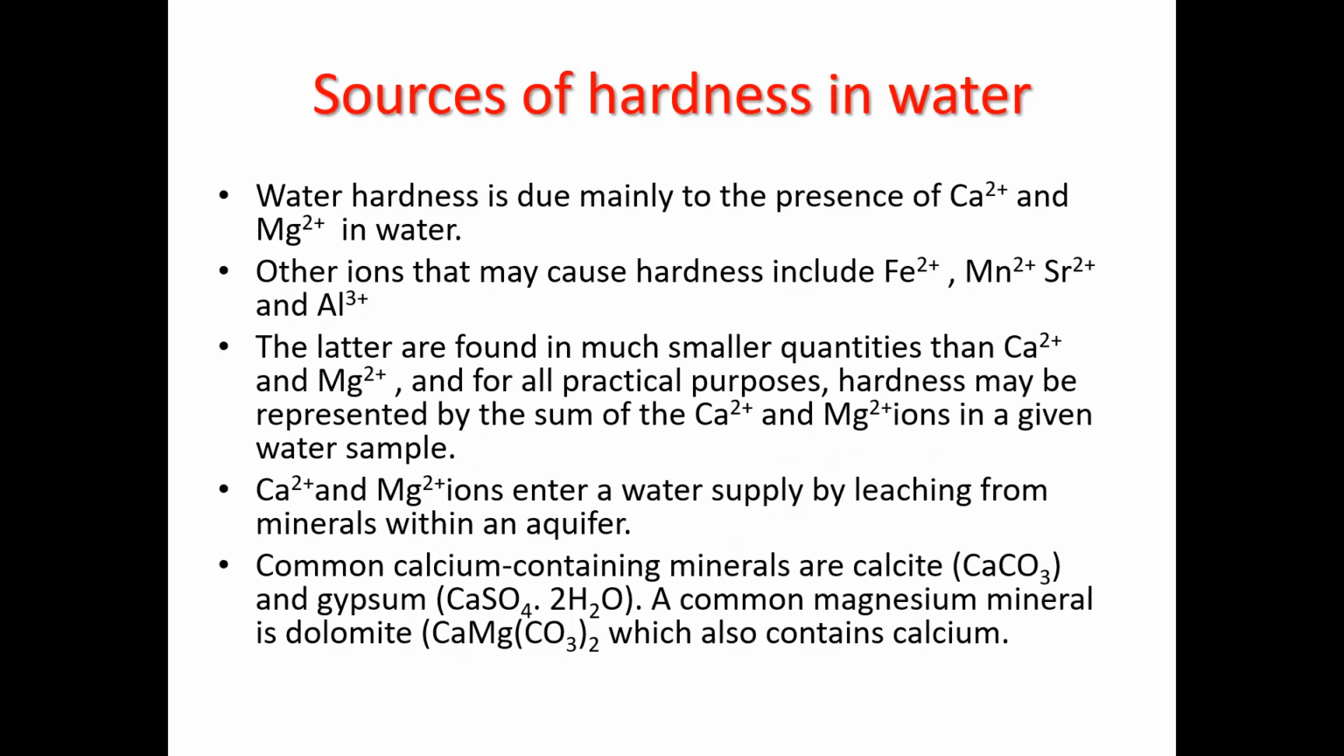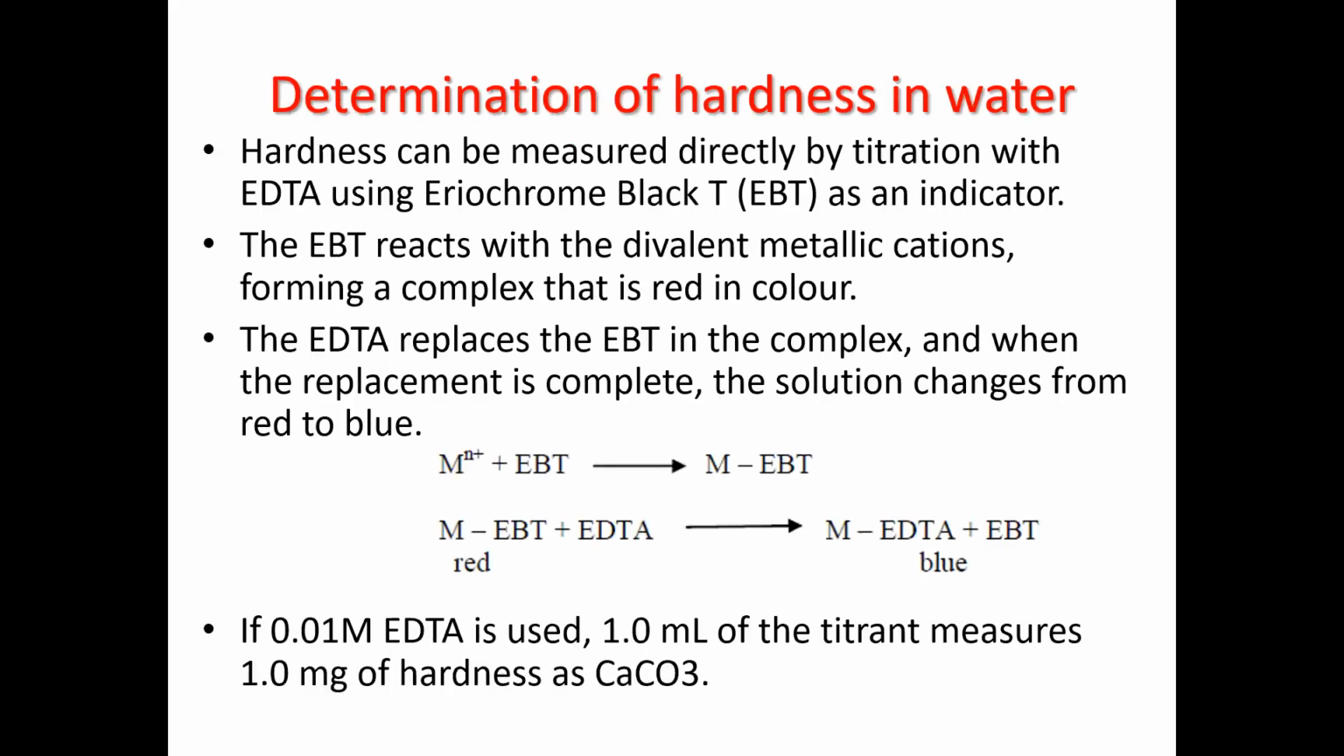So water hardness, we have said, is mainly due to the presence of calcium and magnesium, but we have other ions that can cause hardness, like iron 2, iron 3, strontium, and aluminum, which are in relatively low quantity. Calcium and magnesium ions enter the water supply by leaching from minerals within an aquifer. The common calcium-containing minerals are calcite, calcium carbonate, gypsum, and dolomite, which is calcium and magnesium carbonate together.